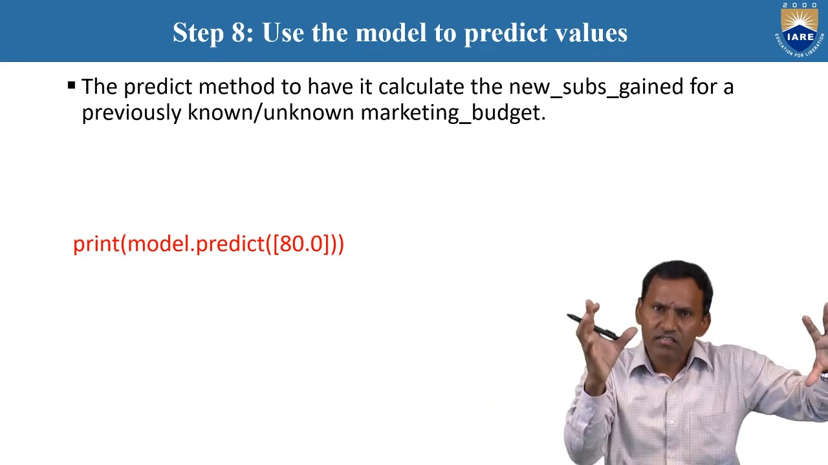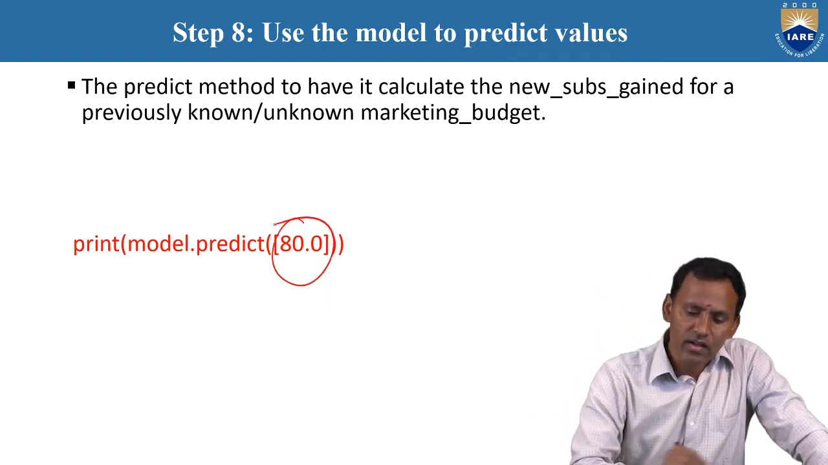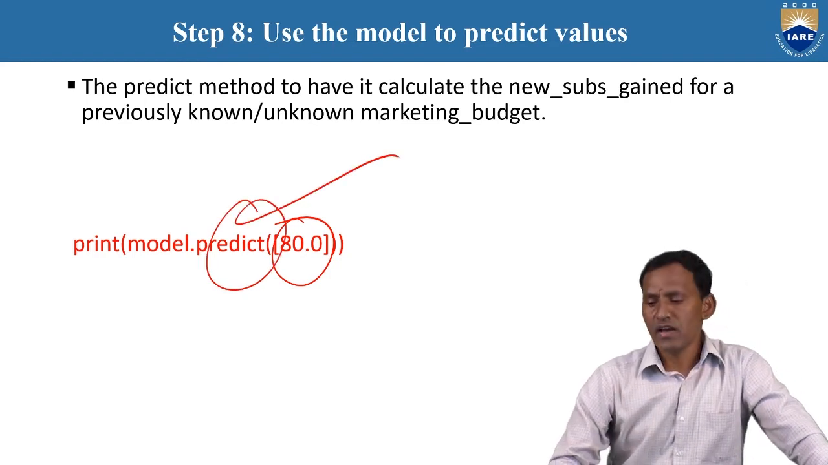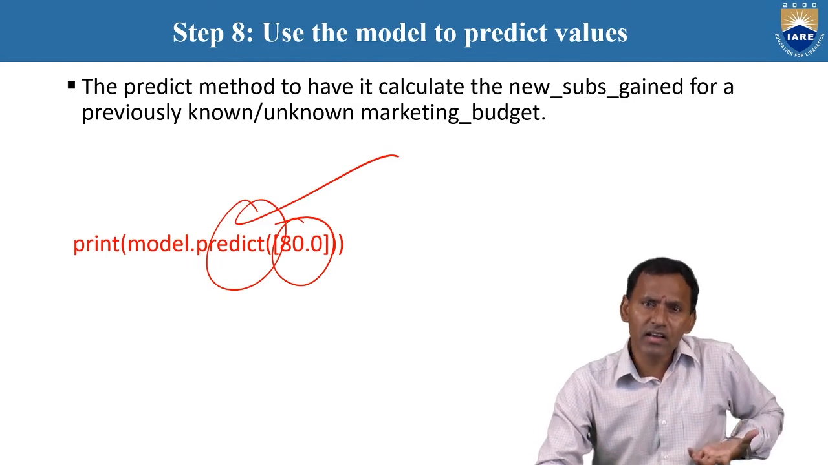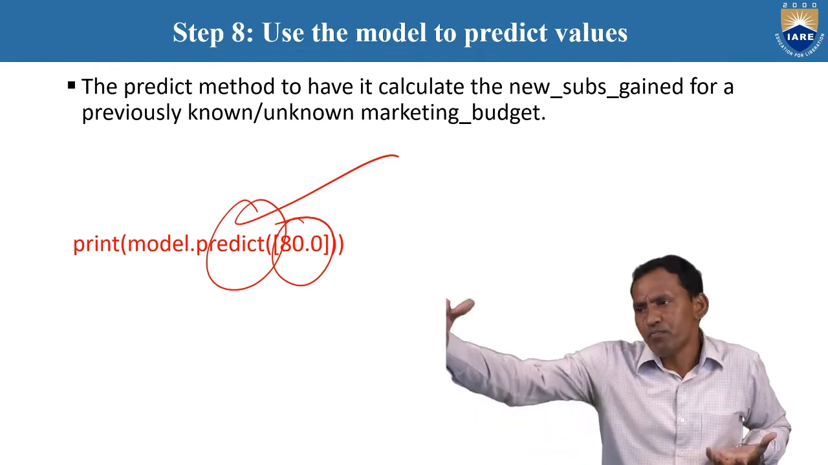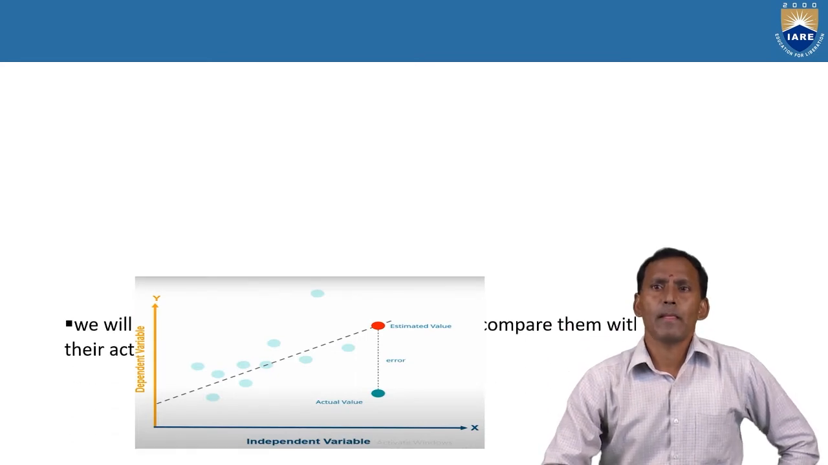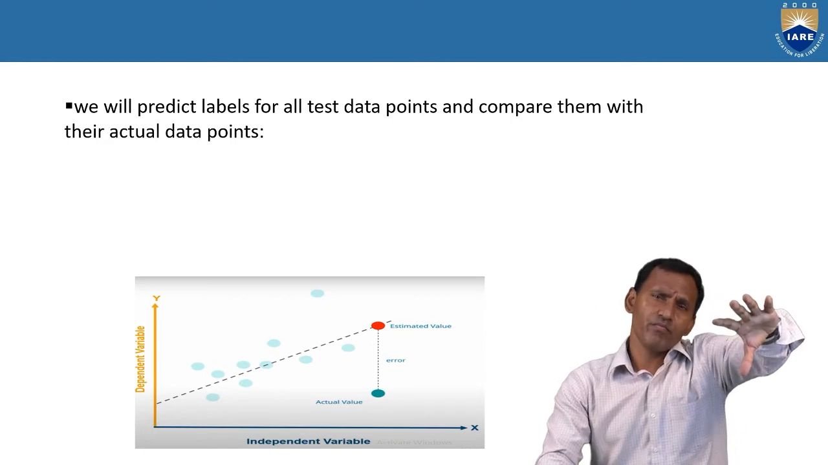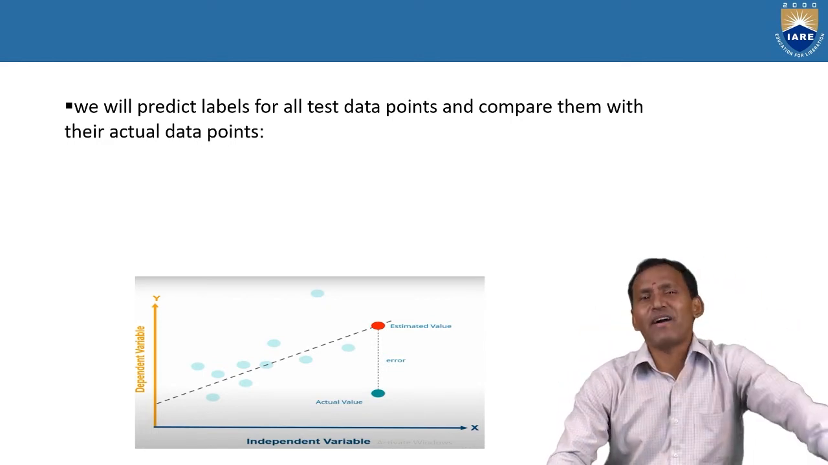Now we have to test the model by using the test data set. Just I am using here 80. I am predicting with the model, because I already have the trained model. Now I want to test it with a testing data set. So we will predict labels for all the test data points and compare them with the actual data points.